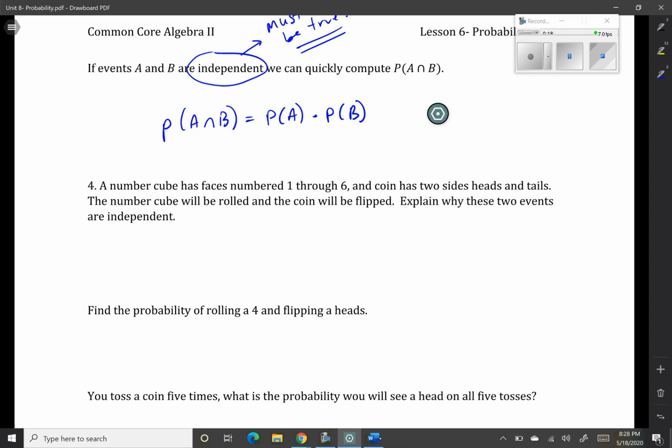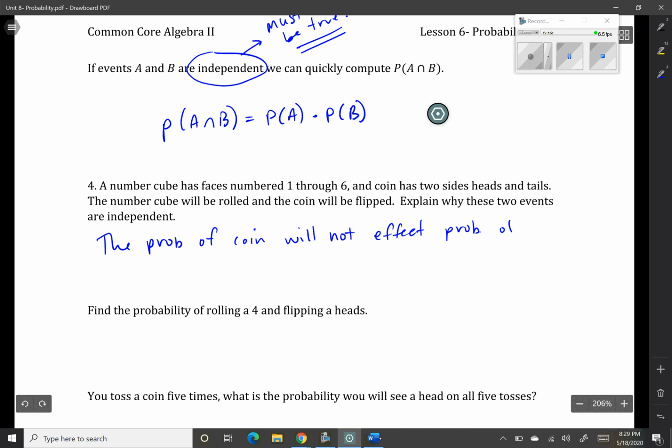I don't have to do any math. I don't have to do any proving. I'm saying that these are independent events because the probability of the coin will not affect the probability of the cube or the die, or vice versa.